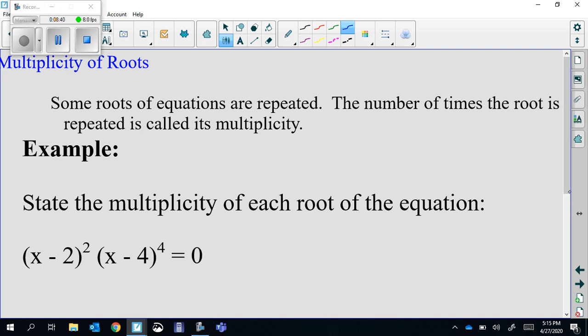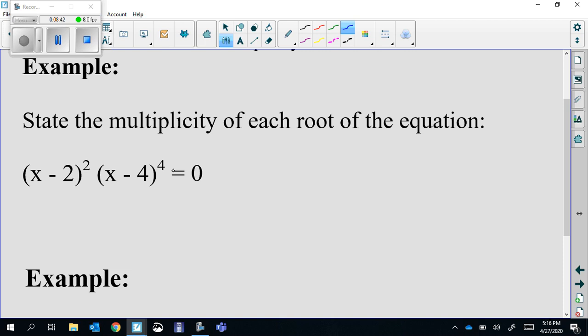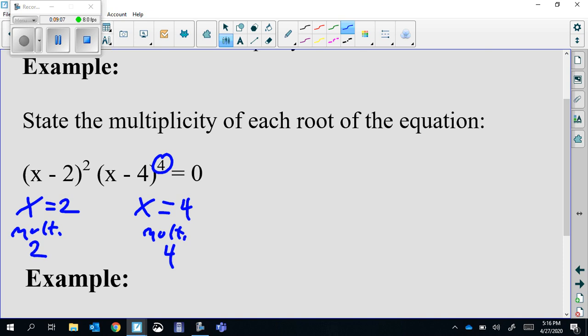So the multiplicity of each root. Roots, remember, we can solve by factoring, solve it all out. That's another way of getting roots. So when we solve this, we have x minus 2 twice. We would get x equals 2 twice. So this has a multiplicity of 2. X minus 4 to the 4th means you would get x equals 4 when you solve that. And you get it with a multiplicity of 4 times because of that exponent. It just tells you how many times you get the solution, how many times you get that root.